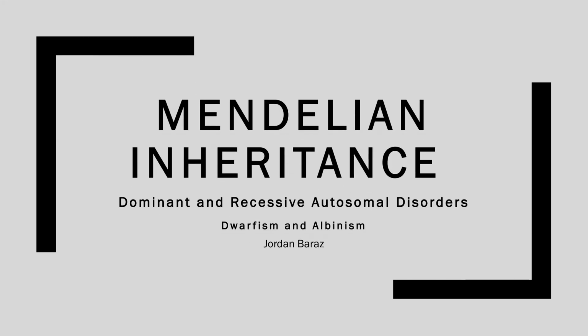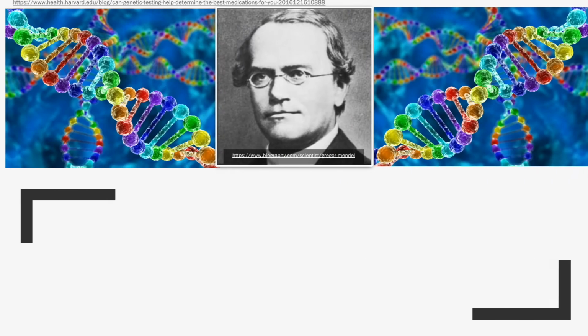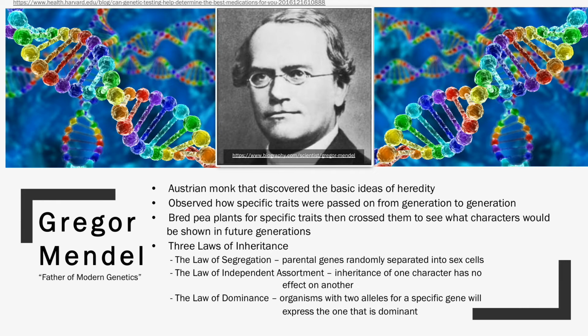Hi, my name is Jordan Beres, and I'm going to be talking about Mendelian inheritance, specifically types of autosomal disorders and how they occur. My focus will be on dwarfism, which is a dominant disorder, and albinism, which is a recessive disorder. Mendelian inheritance refers to the inheritance of traits controlled by a single gene with two alleles.